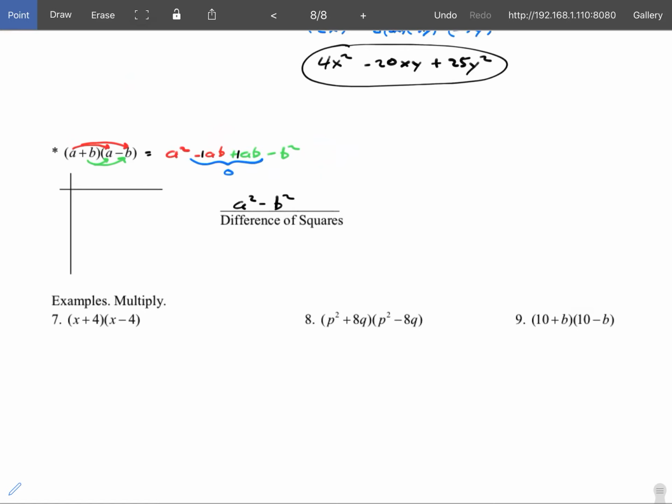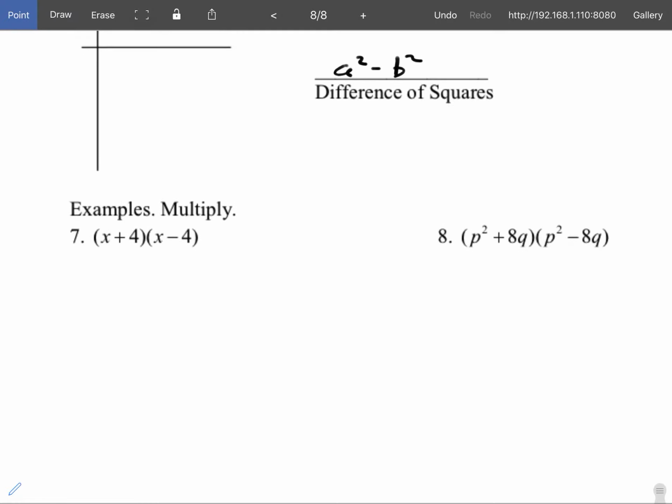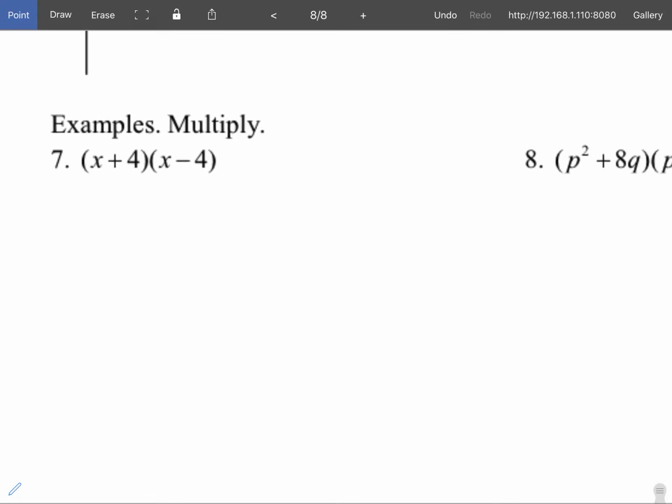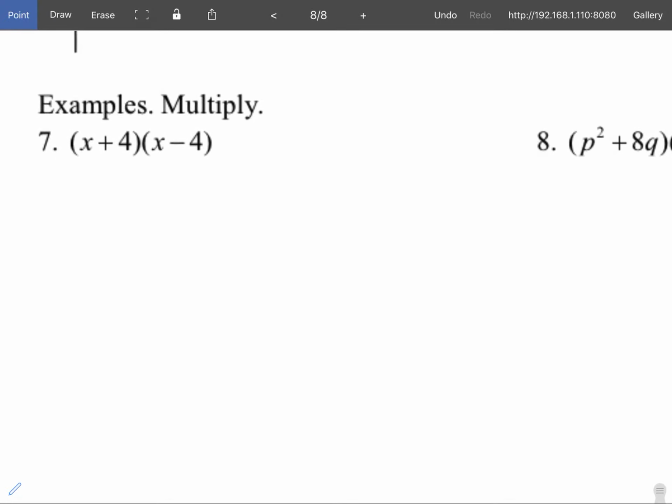Let's see, which one should we do? Let's do 8. That looks kind of messy. Maybe we should do 9. Let's do all 3 of them, because the 7 will be quick. We'll just do them all. So we're going to use the shortcut, okay?